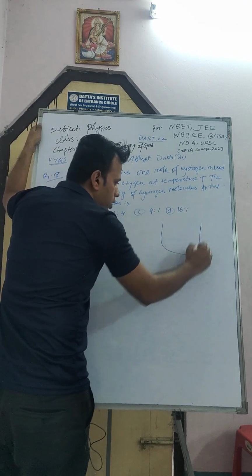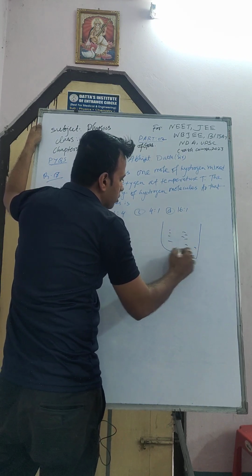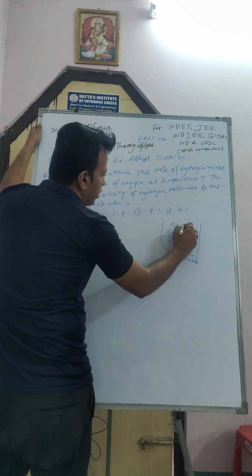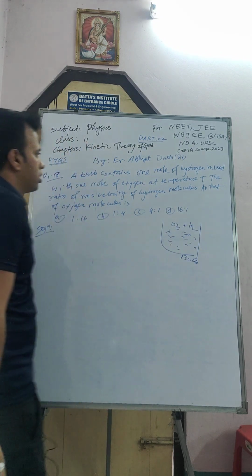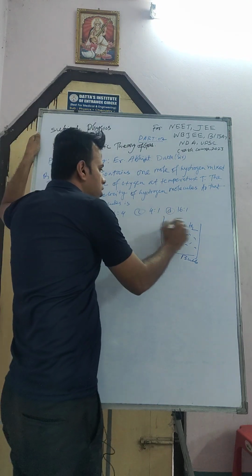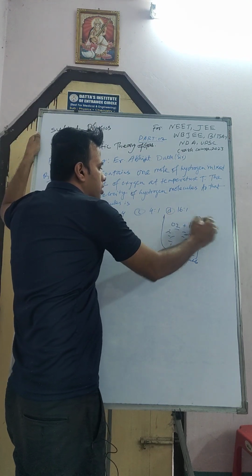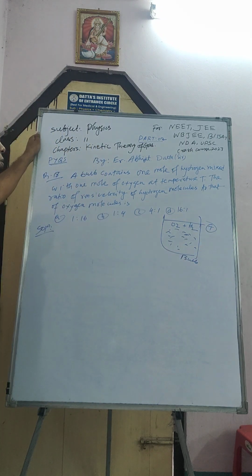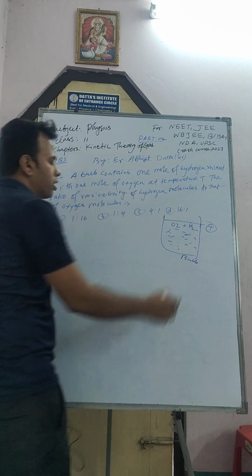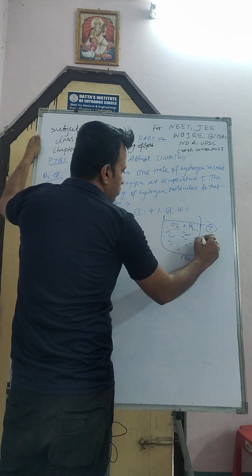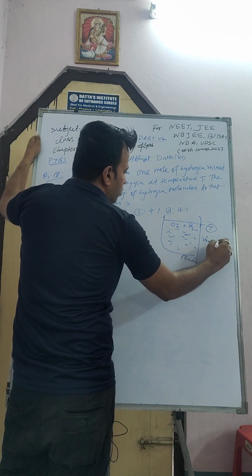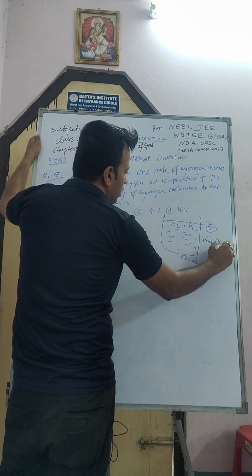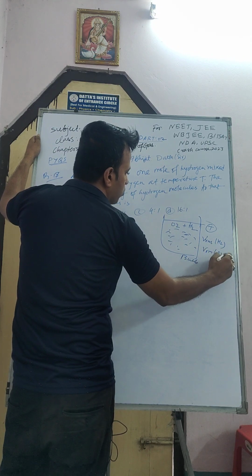Suppose this one is one container, a bulb, and here hydrogen is mixed with oxygen. Okay, the temperature of the container is T. The question is the ratio of the RMS speed of the hydrogen molecule to that of the oxygen molecule. So temperature is constant, and we have to find out Vrms of hydrogen and Vrms of oxygen.